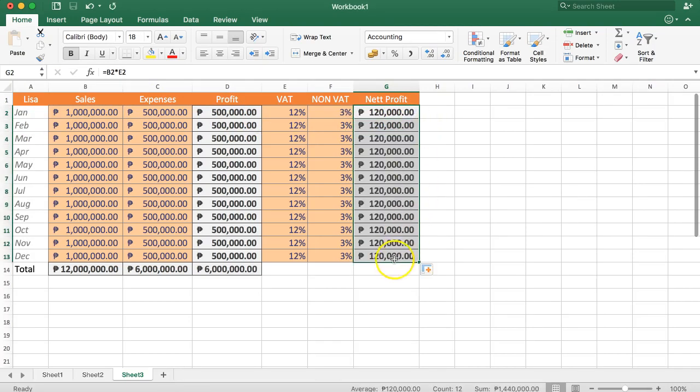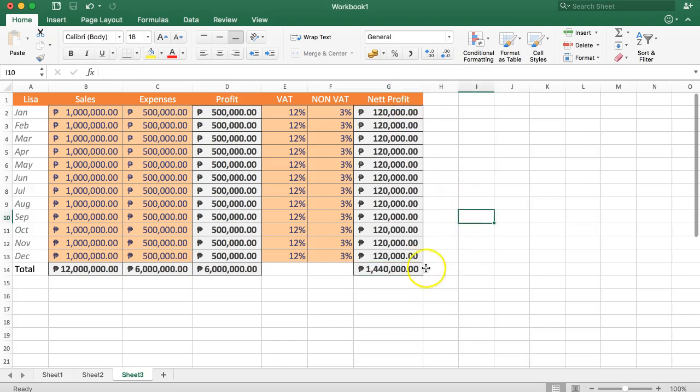Going to do that, and yes, that's a lot of money that you have to pay as tax. Select that, enter. I'm going to give it some nice design. Open this, and there you are. You can see 1.44, or 1,440,000 pesos. All right.